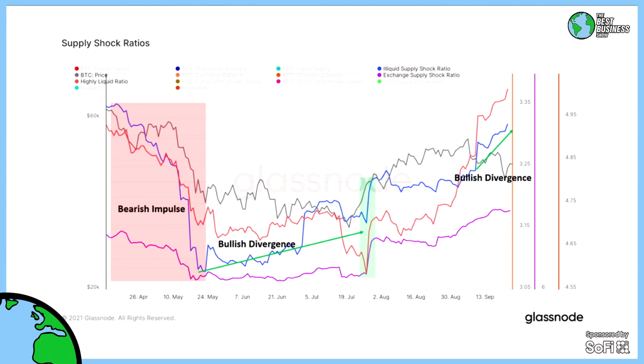The red line is the movement of coins from highly liquid to liquid entities. So these are kind of the intermediate term investors. The purple line is the exchange supply shock ratio. It's essentially a ratio of the coins available to be bought on exchanges to the amount of coins that aren't available to be bought on exchanges. And so right now, as you mentioned, we have this bullish divergence. And this is very similar to the divergence that we had in like June or July.